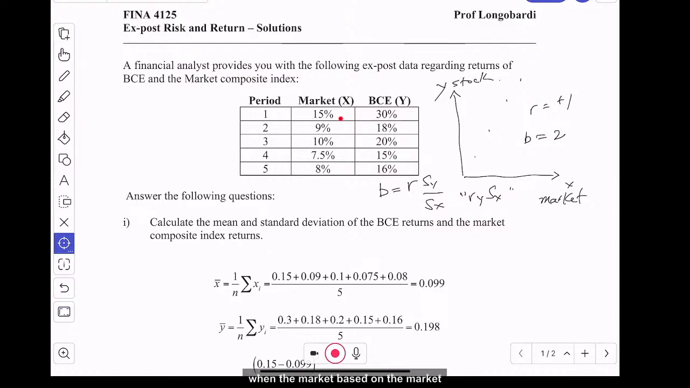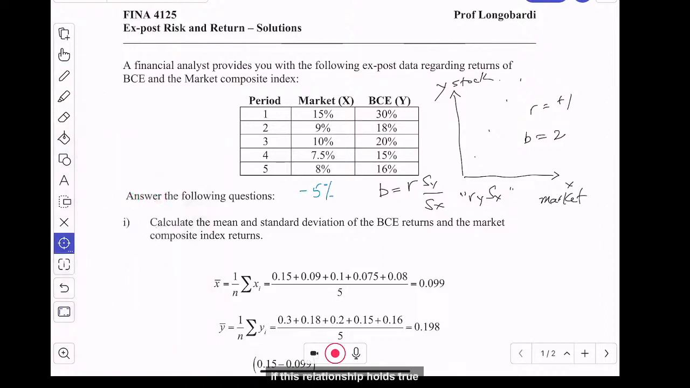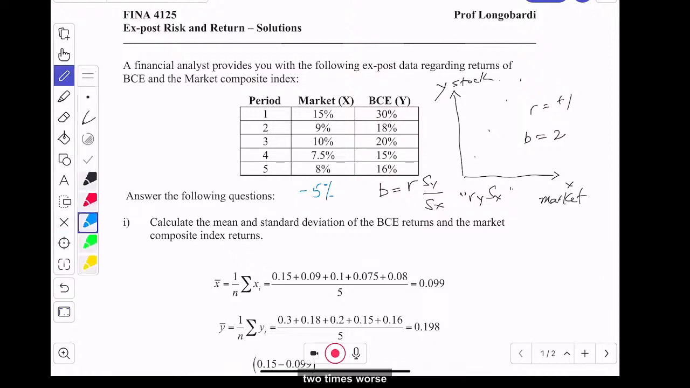When the market, based on the market performance, BCE performs 2 times as well. But what if the market performed poorly? If this relationship holds true beyond the range of values of the data, then when the market does poorly, BC does 2 times worse.